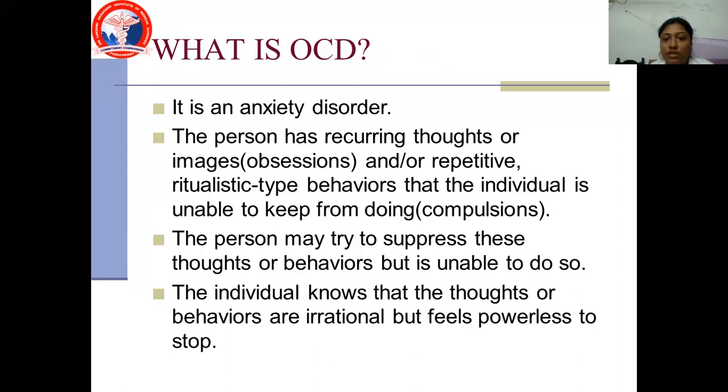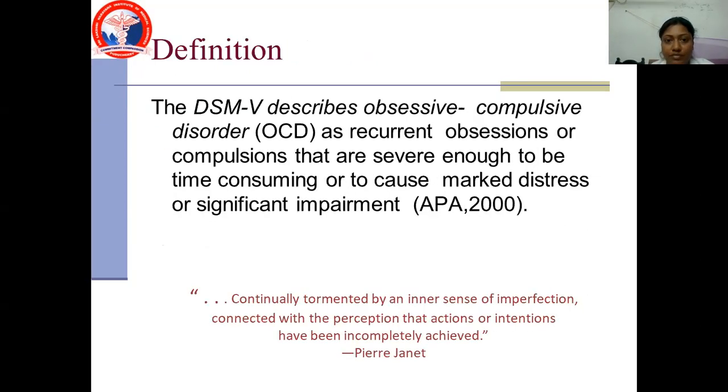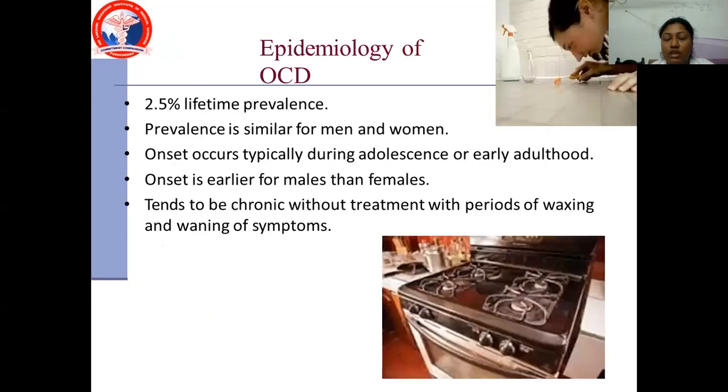The person may try to suppress these, but it is very difficult because usually these are uncontrollable and irrational, and the person feels very much powerless to stop it. So DSM-5 describes OCD as recurrent obsessions or compulsions that are severe enough to be time-consuming or to cause marked distress or significant impairment. So it is very difficult to control these impulses.